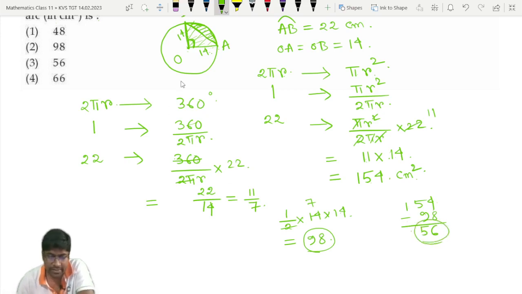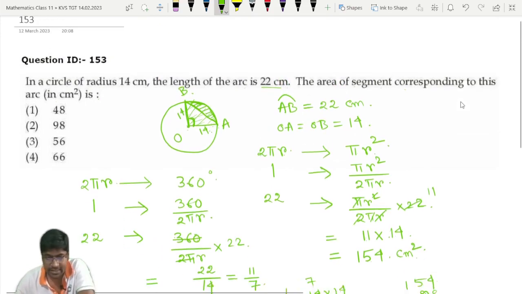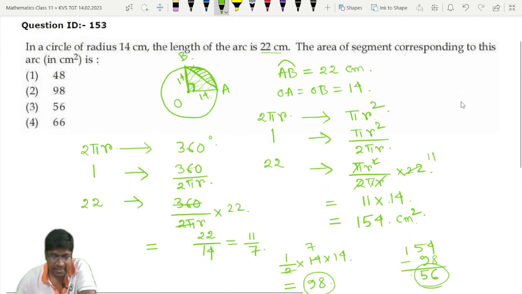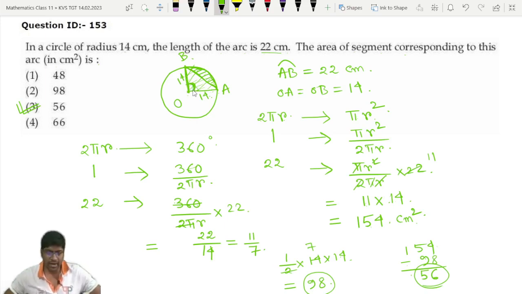But it is not given. See here, listen carefully to what I am telling. In case this angle AOB is equal to 90 degree, then we will get option 3 as the correct answer, 56. But in the question they did not mention anything about this angle. So how to find that angle? That we don't know.